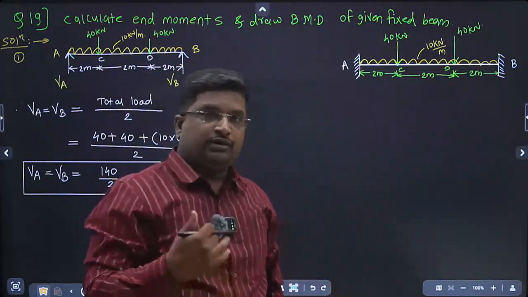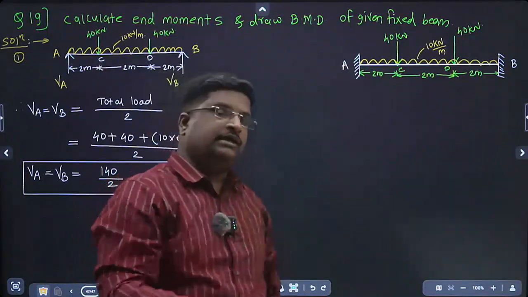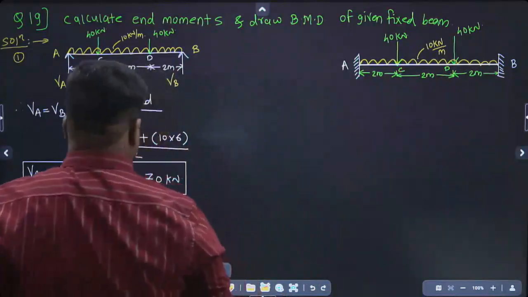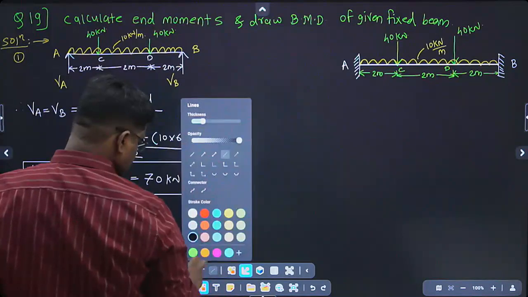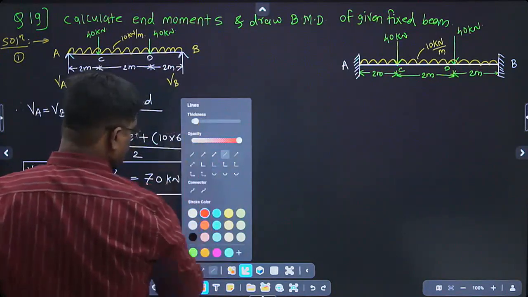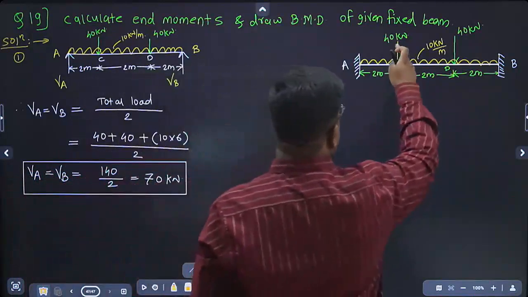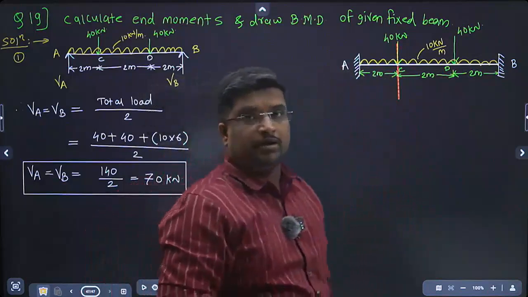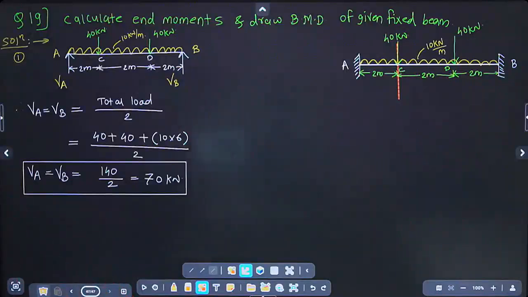That's why you have to take a section there and then consider the left part of that section or the right part of that section, and then you will get the free bending moment at C. Now see here. Here we have to consider a section, and we have to consider the left part of that section to calculate the free bending moment at C. Clear?